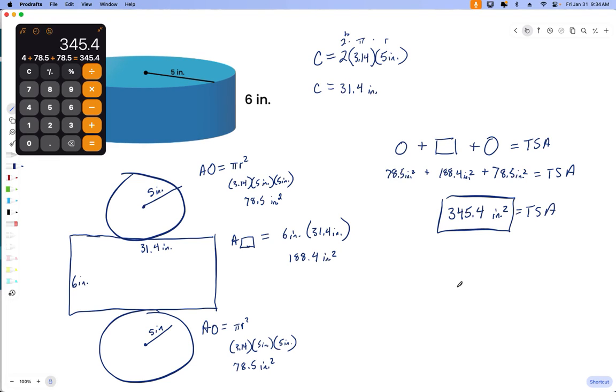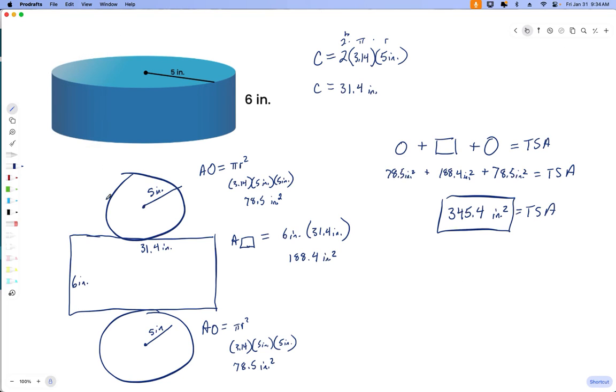In math, the details matter. So pay attention to the details. And that's all you have to do to find surface area of a cylinder. That top circle, that bottom circle, and that label, that rectangle that's wrapped around the center.